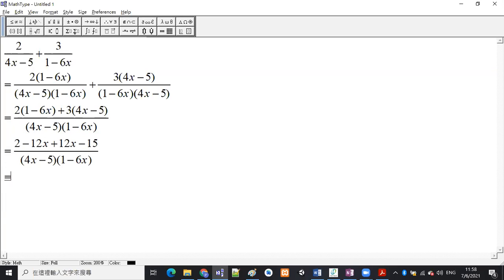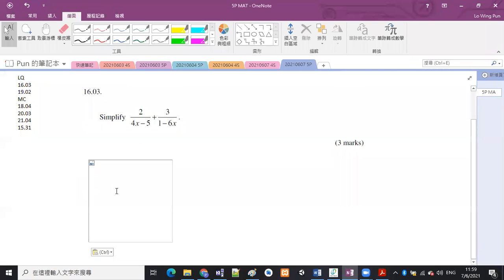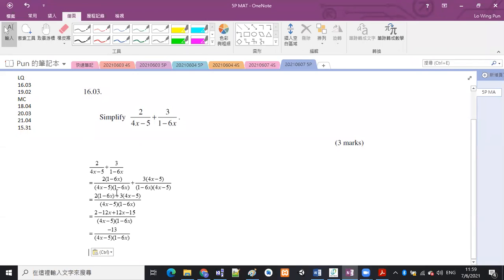When you have expanded all the brackets, you may calculate the like terms. The negative 12x plus 12x will be cancelled by each other. So what is remaining is the constant terms, 2 minus 15, which is negative 13. Then we just copy the denominators like this. And you check whether there is a common factor to be cancelled from up and down. If no, then that will be the final answer. 3 marks. Okay, simple enough.